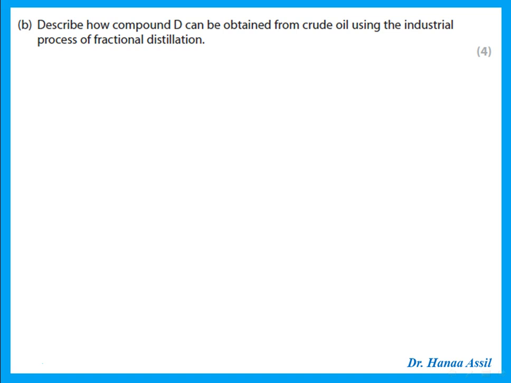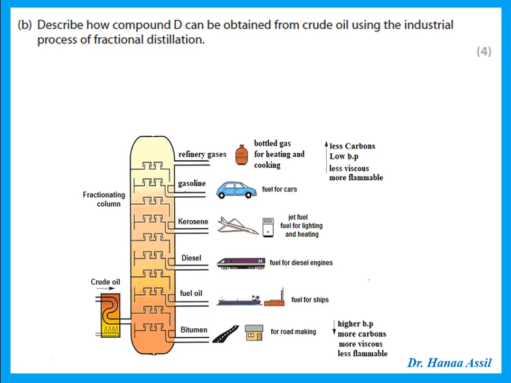Describe how compound D can be obtained from crude oil using the industrial process of fractional distillation. Remember that we said the source for any organic compound is crude oil or petroleum. Now, you should know that crude oil or petroleum is a mixture of liquids. So, in order to separate them, I use the process of fractional distillation. You are required to know what happens during fractional distillation of crude oil, the order in which each of these fractions is obtained, and the uses of each one.